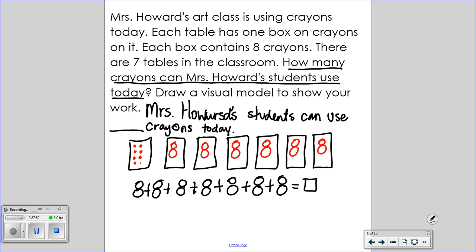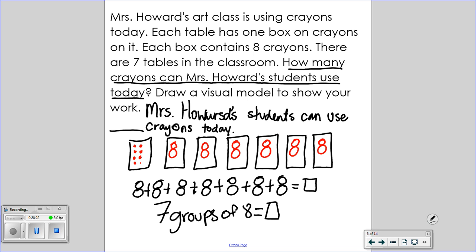Somebody tell me what's my groups-of sentence. Aiden, can you think of the groups of? How many groups? We'll start there. 7 groups of 8 equals box, question mark, whatever you want.